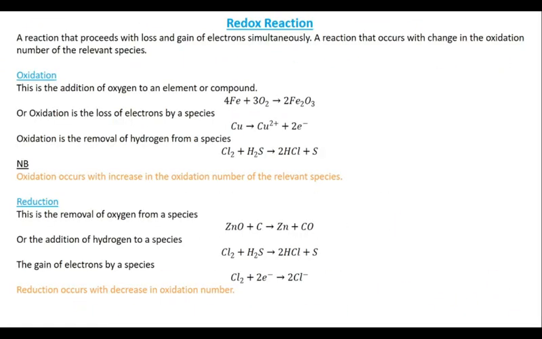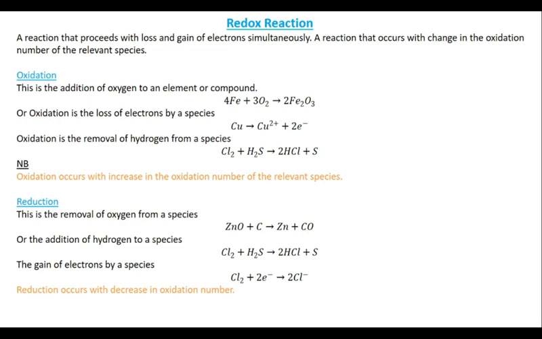So let's begin. We want to look at redox reactions in this tutorial, and we want to know what the definition of a redox reaction is before we proceed. A redox reaction is a reaction that proceeds with loss and gain of electrons simultaneously. Or we can also say a redox reaction is a reaction that occurs with a change in the oxidation number of the relevant species involved.